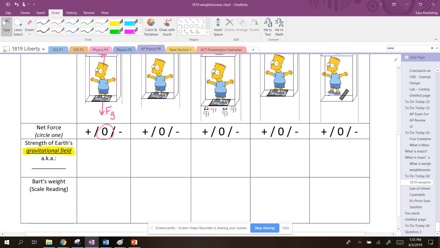And that little g is true just for Earth. If you were going to go stand on the bathroom scale on the moon, another favorite pastime, then this picture is going to look the same, but your values are not going to be the same, because the strength of the moon's gravitational field is different than that of the Earth's. The Earth's gravitational field is the acceleration due to gravity. That's really what it is when we're talking about gravity. So I'm going to go ahead and write that down, and you should too.